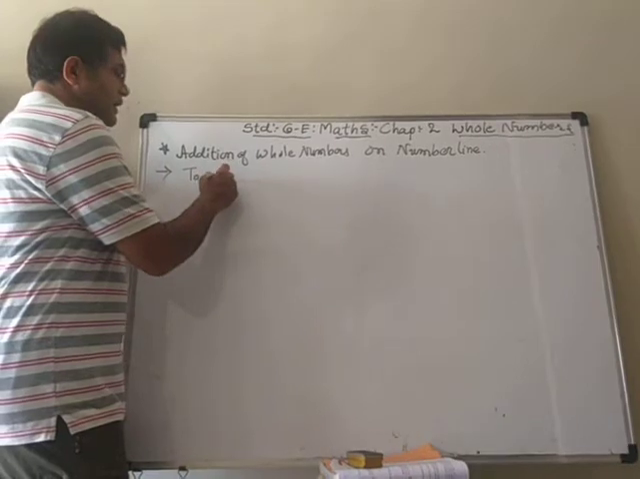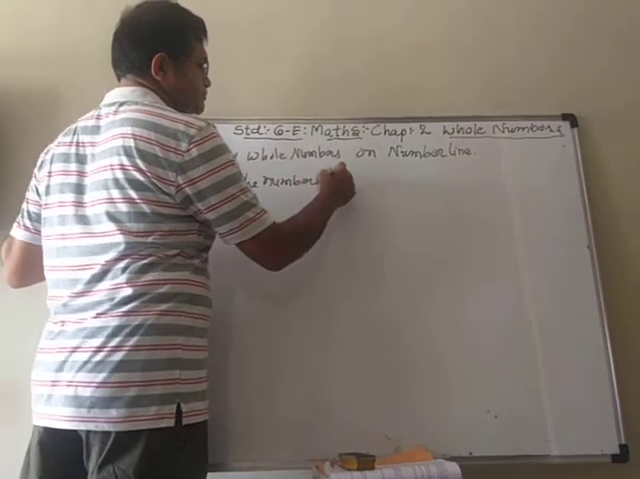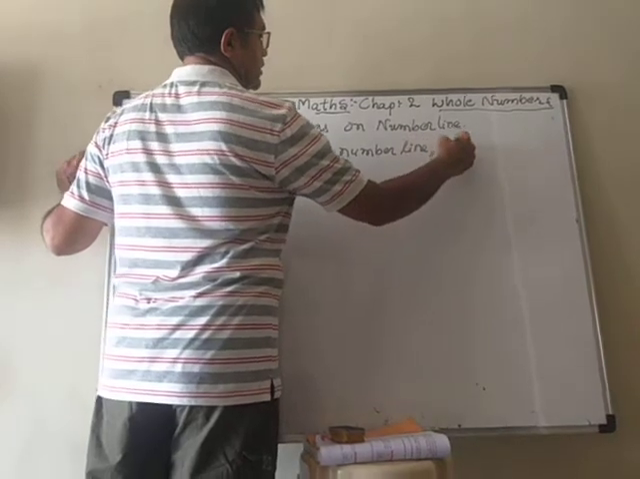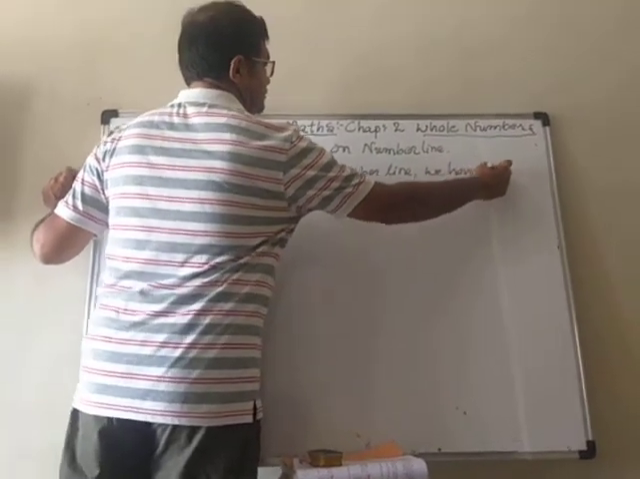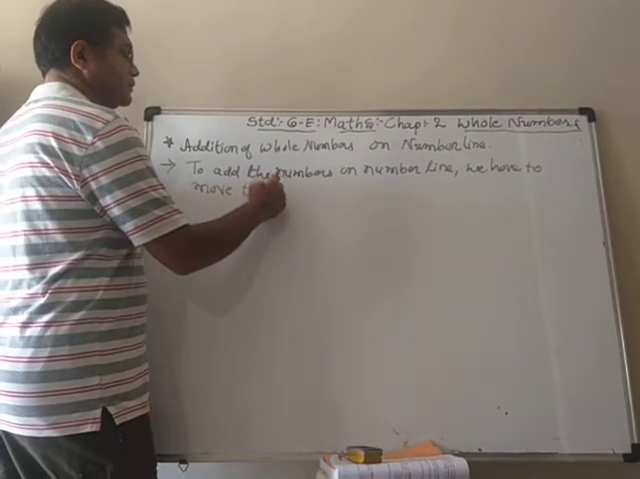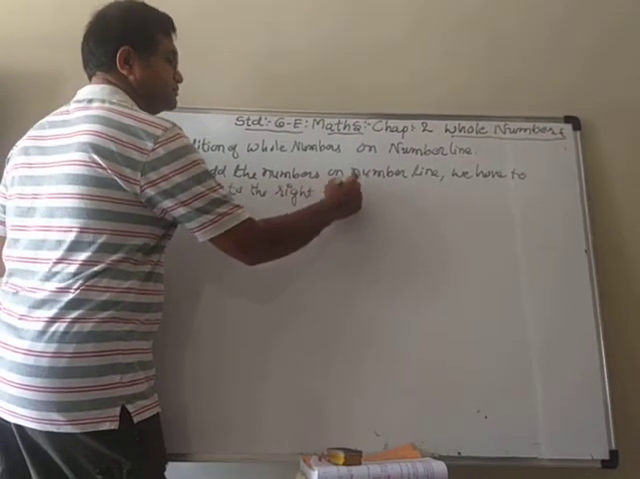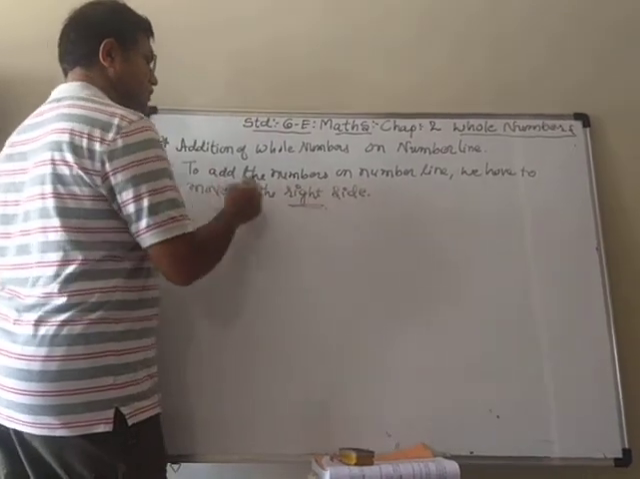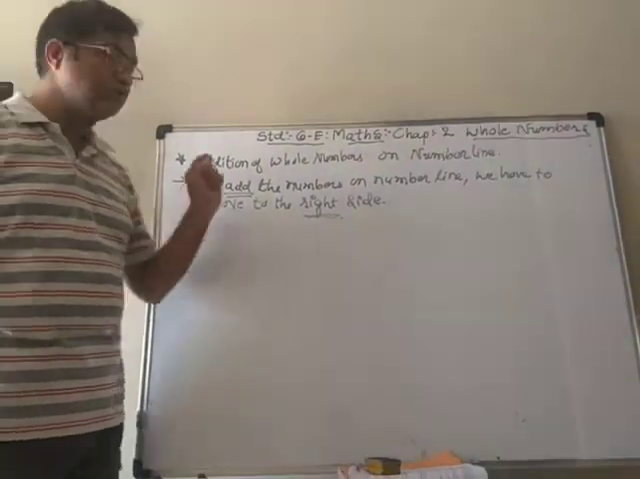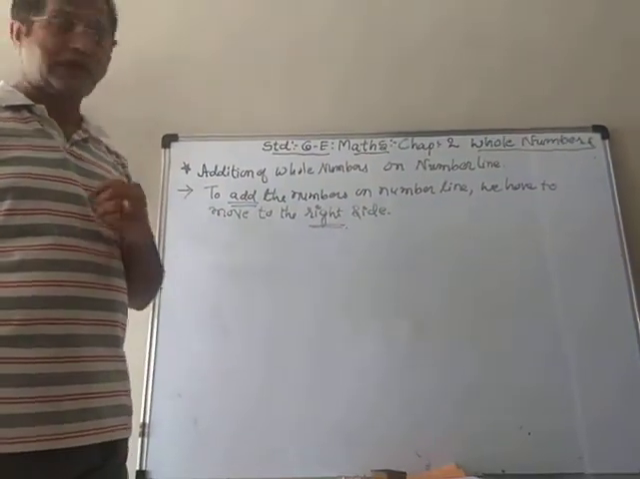So to add the numbers on number line, we have to move to the right side. So when you add the numbers on number line, you have to move to the right side. Let's understand with the example.